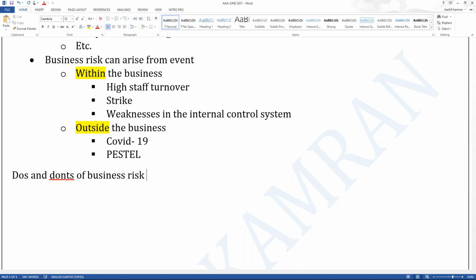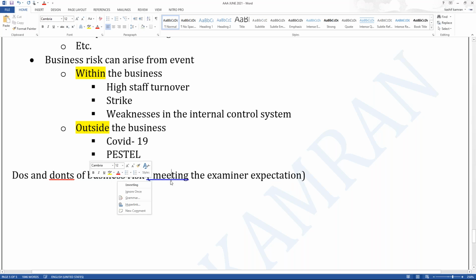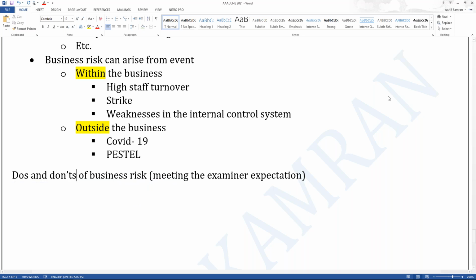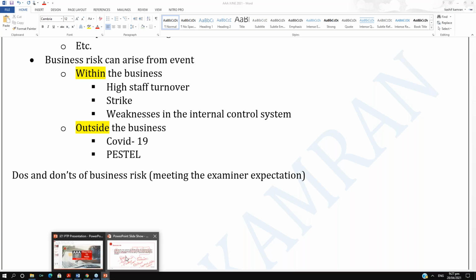Is that important, meeting the examiner expectation? Yes, very, very important, right? Let's see how we can meet the examiner expectations. Let's see the do's and don'ts. Back to my presentation for the do's and don'ts.